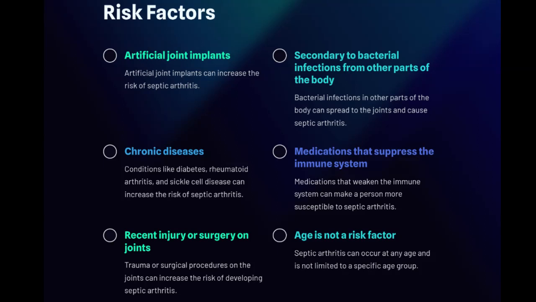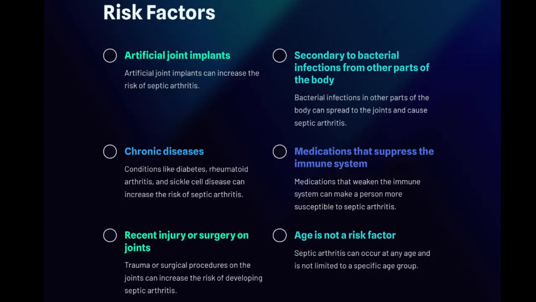Yet, amidst the cacophony of microbial adversaries, a chorus of chronic diseases emerges: diabetes, rheumatoid arthritis, and sickle cell disease, each a harbinger of heightened susceptibility to the ravages of joint inflammation. The arsenal of modern medicine, too, holds its share of culpability, as immunosuppressive medications wield their power, rendering the body's defenses porous and permeable to microbial infiltration.